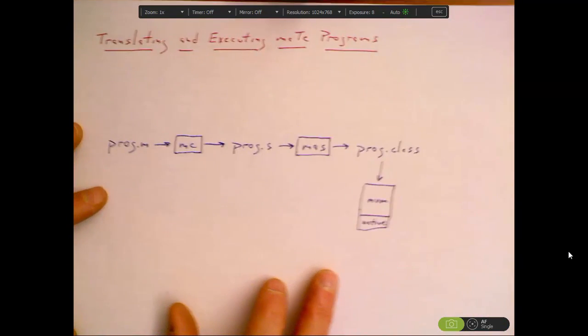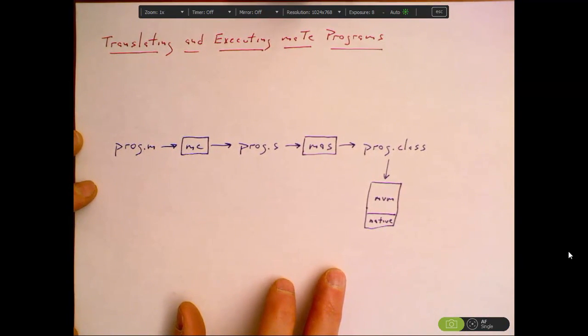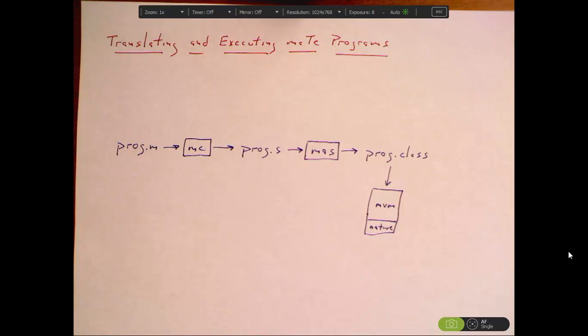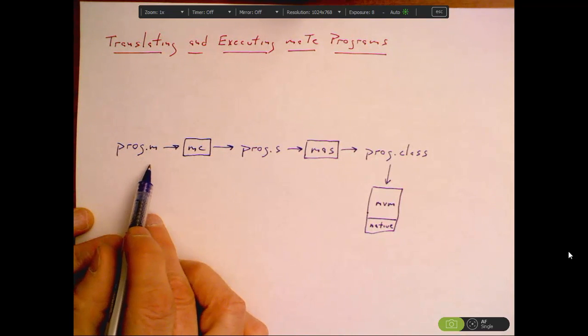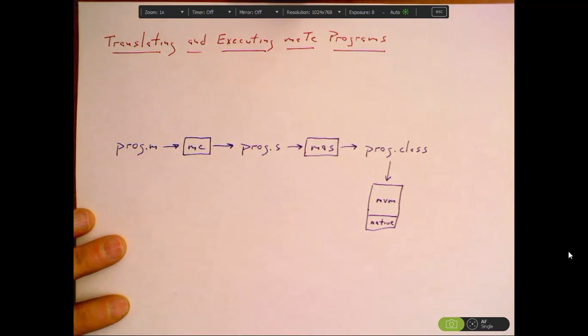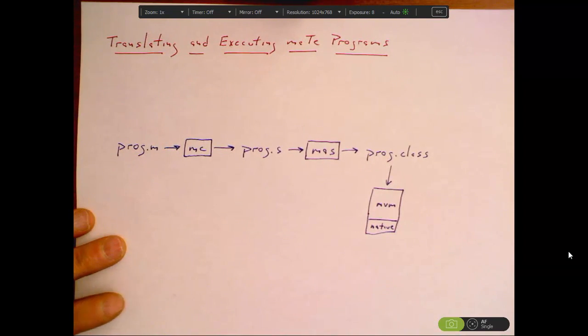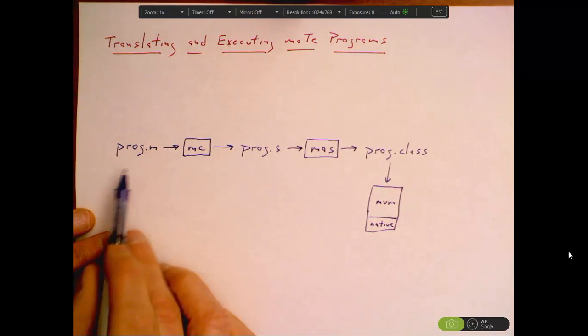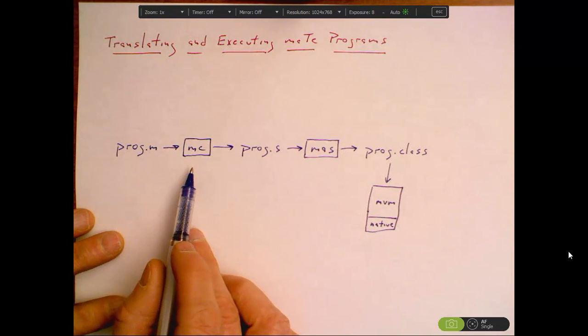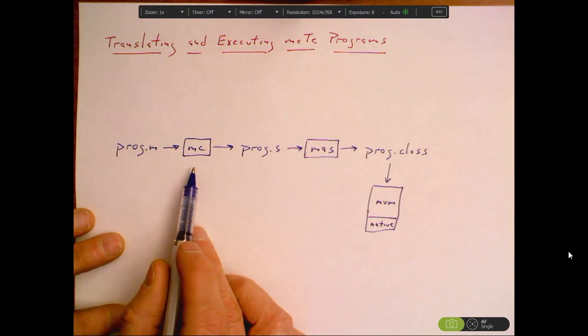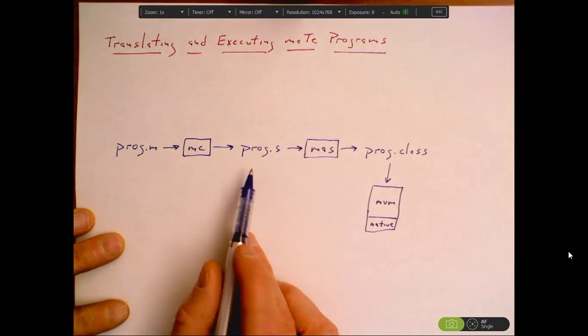Okay, so how do we translate and execute maTe programs? Well, it's similar in spirit to what you've done with Java programs. Again, there's a source code. maTe only supports single file programs, so all your classes have to be in one file. We take that file, we run it through the maTe compiler known as MC. Again, the student wrote this compiler, and that produces an assembly language.